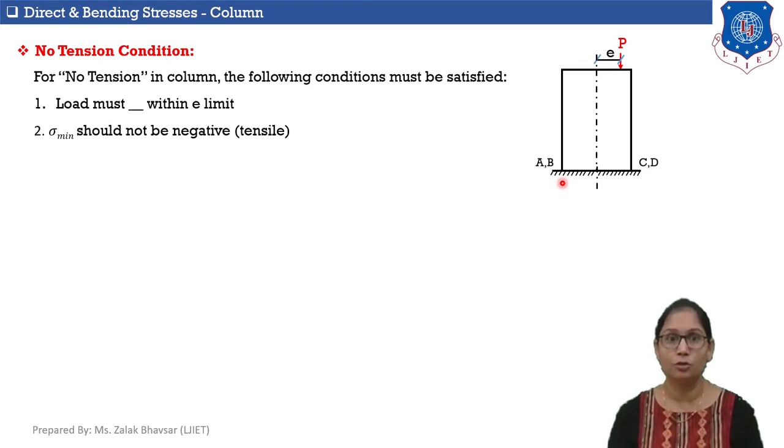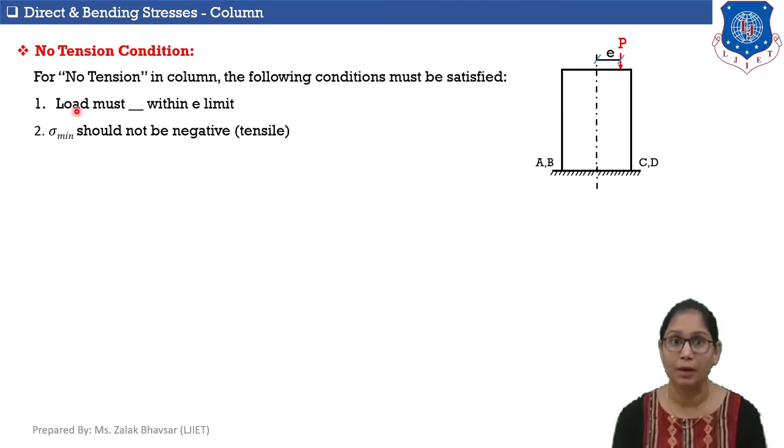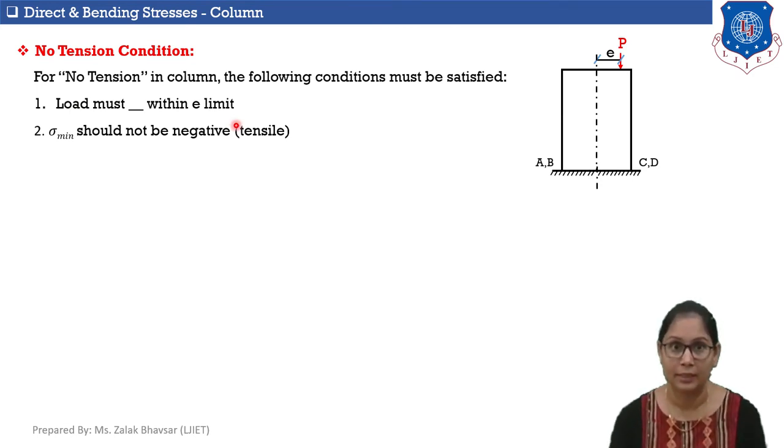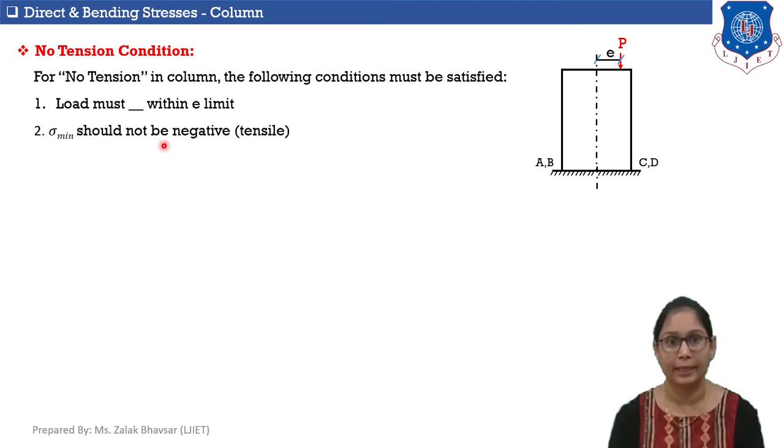So, here are two basic conditions that we will follow to maintain the no tension condition while designing a column section. The first condition is that the load must be within the e limit. Now what is this e limit? The e limit is the limit of eccentricity within which, if the column section is subjected to eccentric load, there will be no tension in the column section. Now, the second condition: sigma minimum should not be negative. It means sigma minimum should not be tensile.